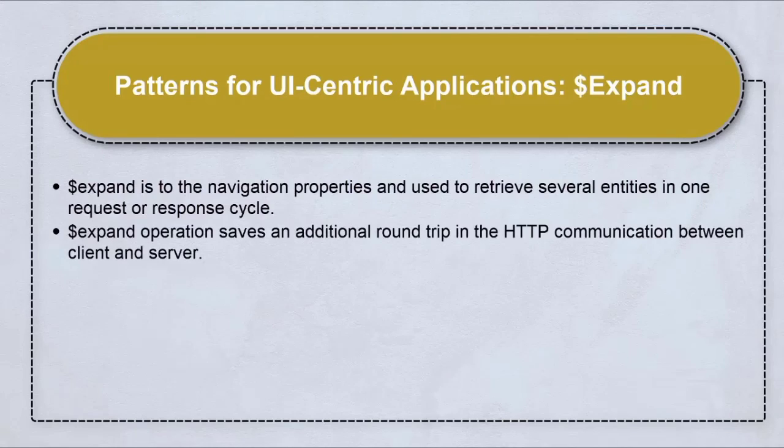$expand is a query option that is similar to the navigation properties. It is used to retrieve several entities that are connected via navigation properties in one request or response cycle. The $expand operation saves an additional round trip in the HTTP communication between client and server.